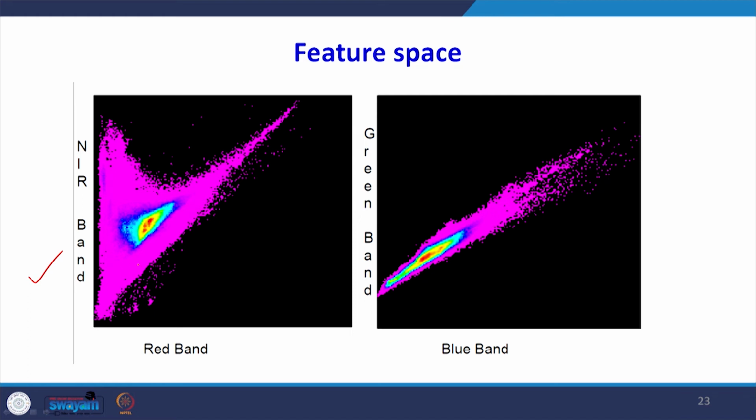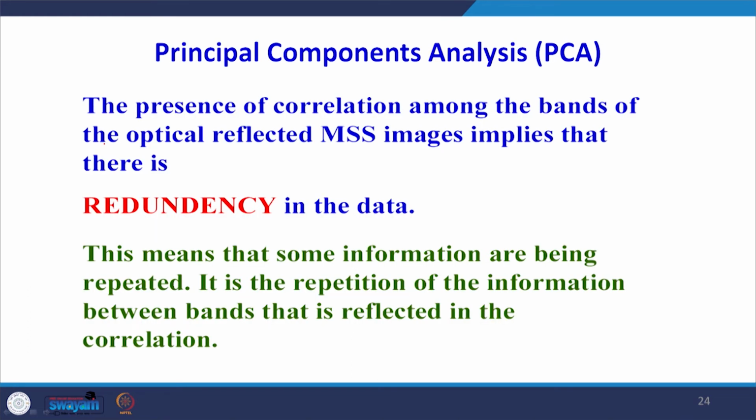Ideally I must get this kind of a triangular distribution, so that at the apex I get the vegetation cover, closer to this is the water pixel, and farther from that is the soil pixel. So soil, water and vegetation pixels can be well discriminated if I get the triangular distribution.